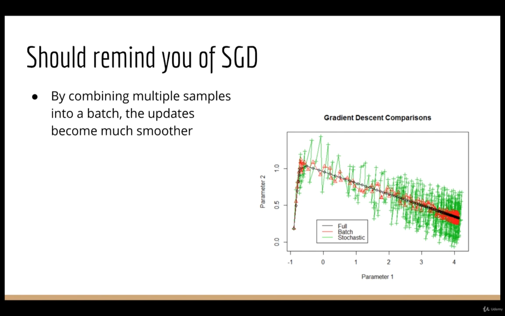This is like, say, instead of doing stochastic gradient descent, where you look at one sample at a time, you can do batch gradient descent, where you look at several samples at a time. As you may recall, this makes the loss per iteration much smoother.